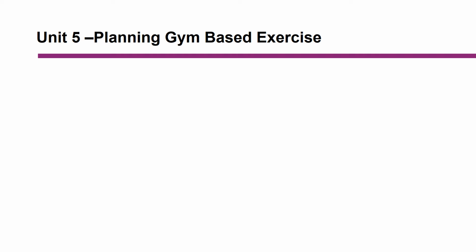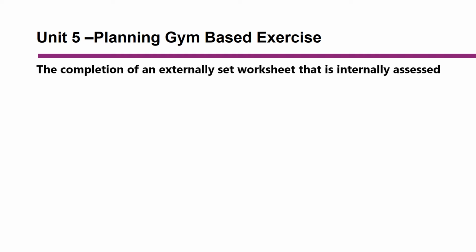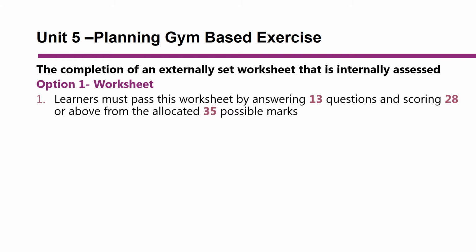Okay, so we're going to have a look at these 4 areas in a little bit more detail. We start with the completion of an externally set worksheet that is internally assessed by the centre. Option 1 would be a worksheet format for this. If selected, learners must pass this worksheet by answering 13 questions and scoring 28 or above of the possible 35 marks. Remember as well, learners must also achieve the minimum marks that are set within each question. This will be clearly indicated within the learner achievement portfolio.